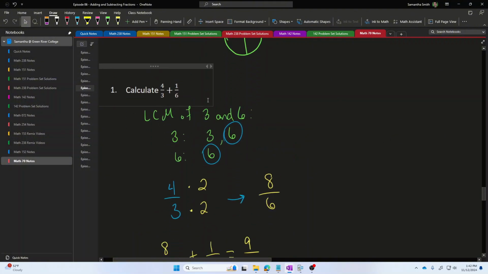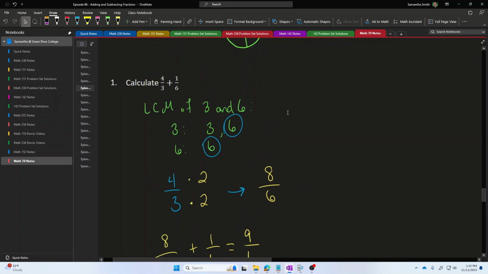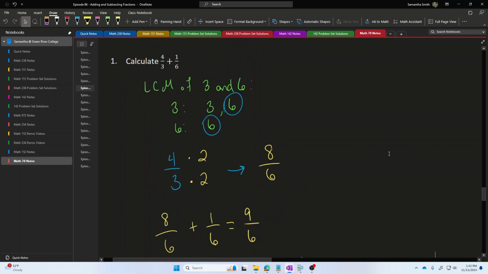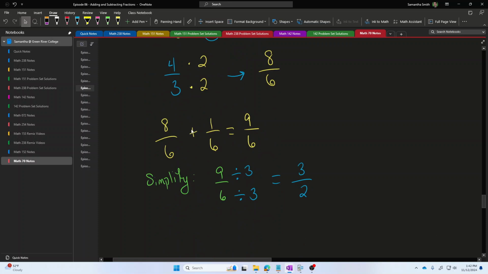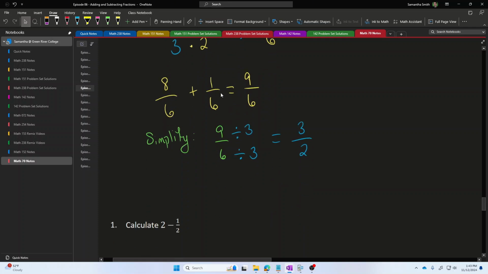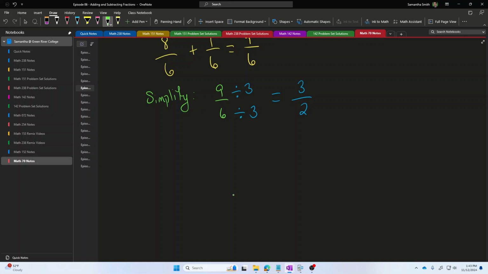Make both quantities have the same denominator. Make both pizzas have slices of the same size, and then combine the number of slices. Make both fractions have a denominator of 6 in this case, and then combine the numerators 8 plus 1, resulting in 9. And then if you can, simplify that. Let me represent this problem in pictures as well.